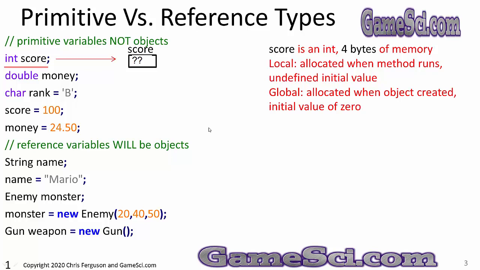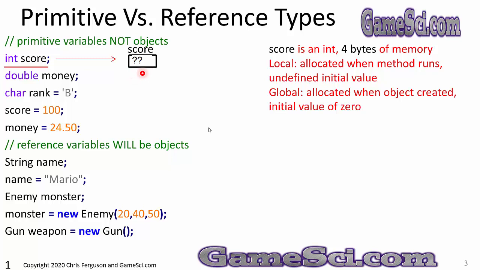Let's start simple. An int is short for integer. It's about as simple as a thing you can create in a computer. I'm going to create an int score, and I'm going to allocate a small piece of memory to hold an integer. Score is an int, which takes 4 bytes of memory in Java. If this is a local variable, it's allocated when the method runs, and it has an undefined initial value.